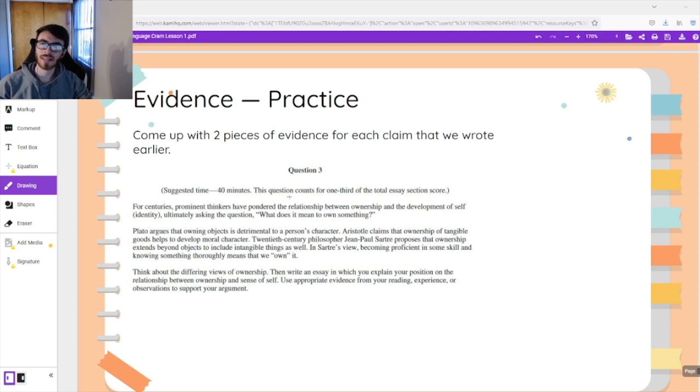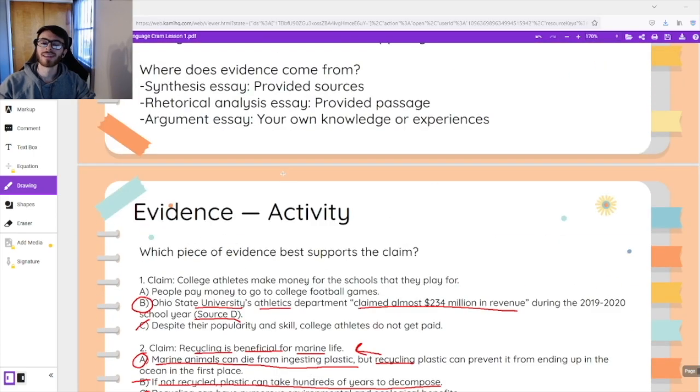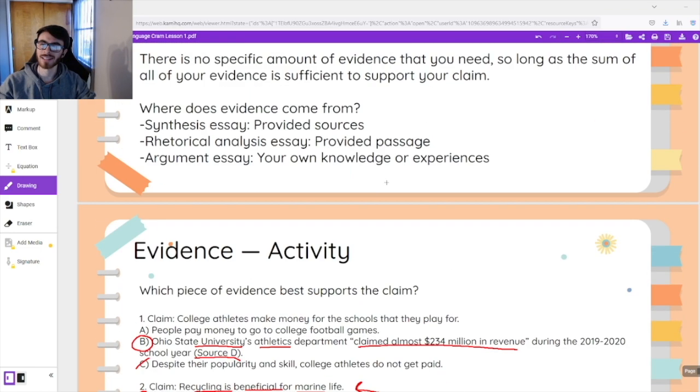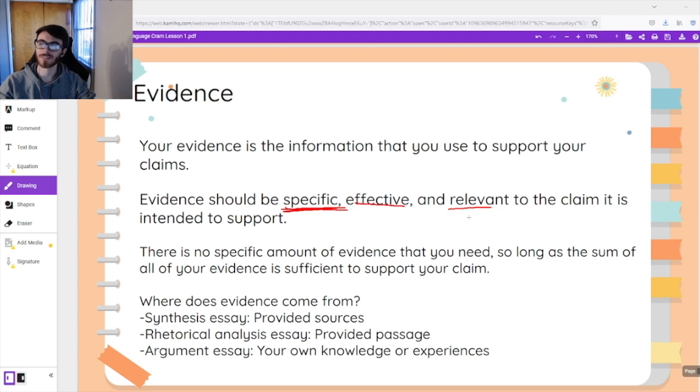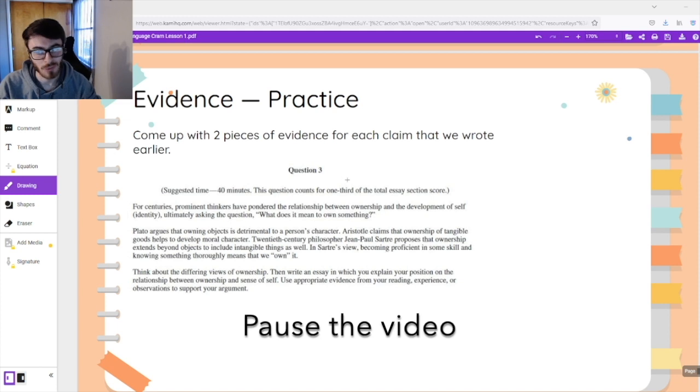So each of the claims that you wrote earlier, you should have written, I think, 3 of them. Or maybe 2 of them. Maybe I only asked you to write 2 of them. Nope, 3. For those claims, try to come up with 2 pieces of evidence for each. Evidence that is specific, effective, and relevant to the claim that it's intended to support. Give this a pause. Work on this. Unpause when you're done.